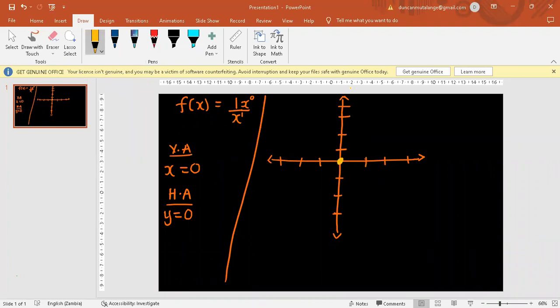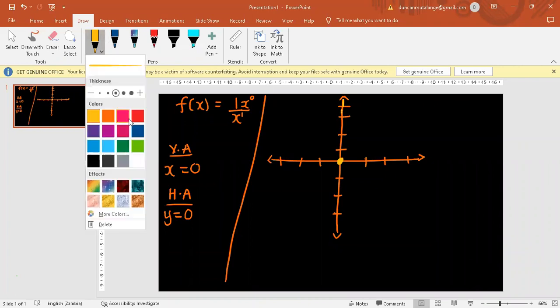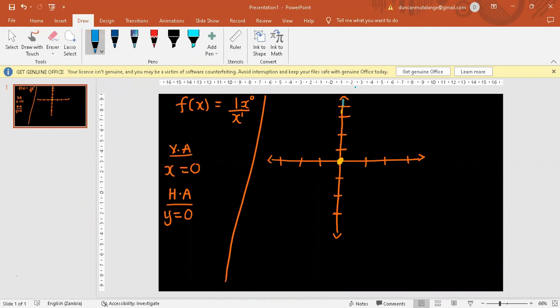So now you shade and put down, okay, let me pick something that's not close to this, maybe this. Okay, so you shade this. This is your vertical asymptote. X is equal to 0. So where x is equal to 0, you come vertically like this, you go down.